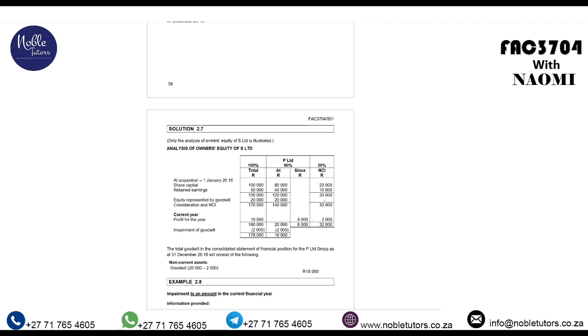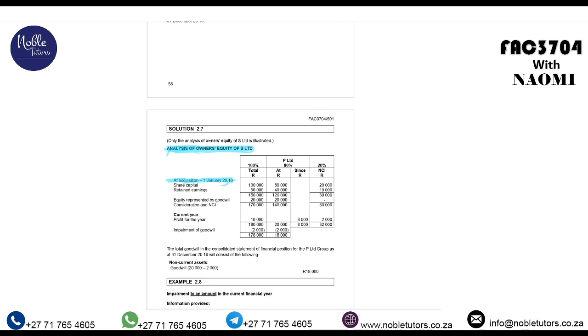The analysis of owner's equity. There we go, that is what we had done. Just use a color. Analysis of owner's equity of S Limited, right? Then as we saw at the acquisition, they basically labeled this as the acquisition period that we had done.